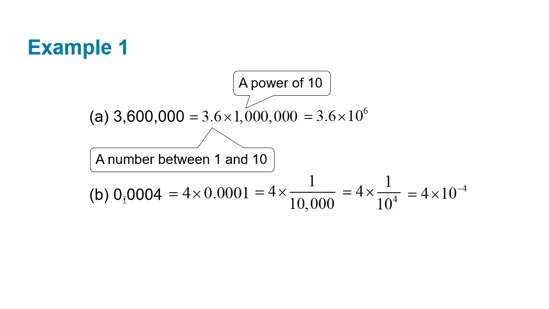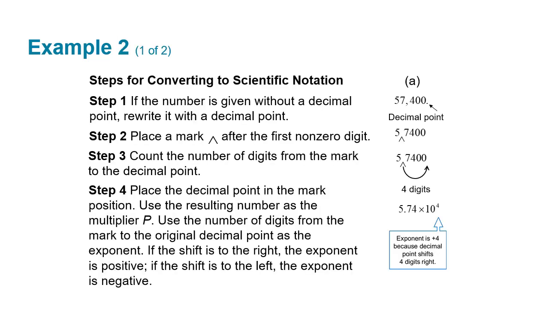Same thing here. We take the decimal place and we move it 1, 2, 3, 4 times to get it to the right of 4. So now we can have 4 times this, or 4 times 10 to the negative 4th. So that's the other nice thing about scientific notation, it's really just how many times do we have to move the decimal point, and that tells us the power of 10.